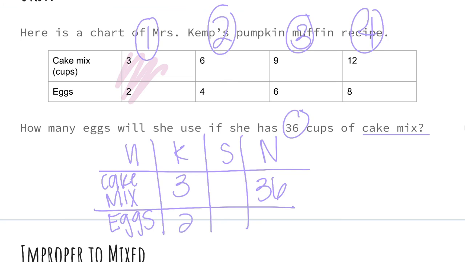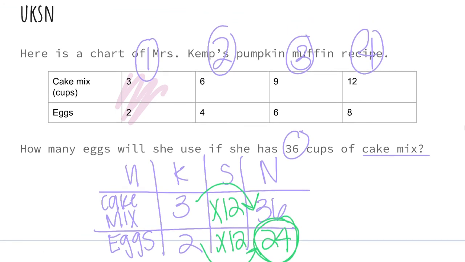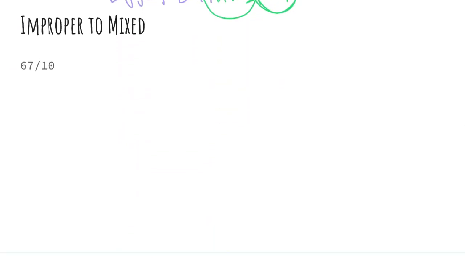So 3/2 is what I know. To get from 3 to 36, I'm multiplying by 12. Whatever I do on top, I have to do to the bottom. 12 times 2 is 24. So if I have 36 cups of cake mix, I have to use 24 eggs for the recipe to be the same.